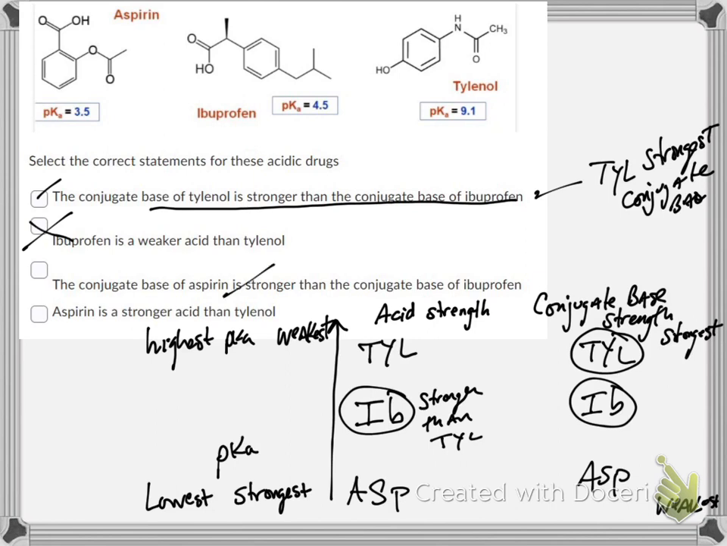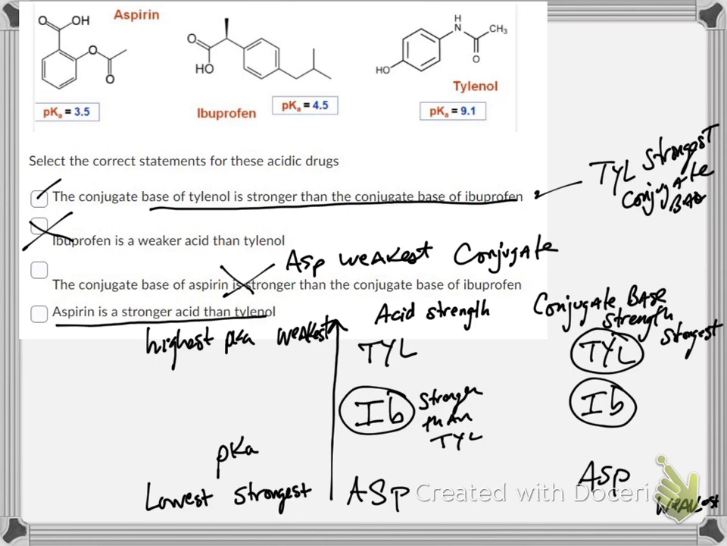The conjugate base of aspirin is stronger than the conjugate base of ibuprofen. That's wrong. Aspirin has the weakest conjugate base because it's the strongest acid. We can see that in our ranking. Aspirin is the weakest conjugate base. There's no way it's stronger than anything else in this table.